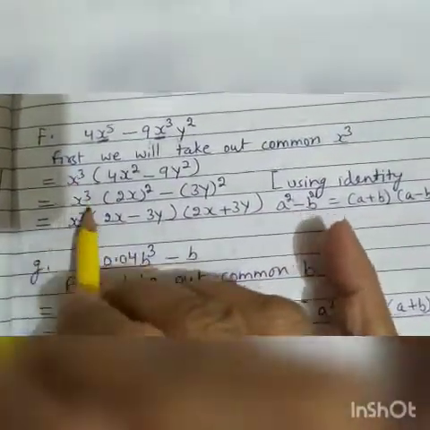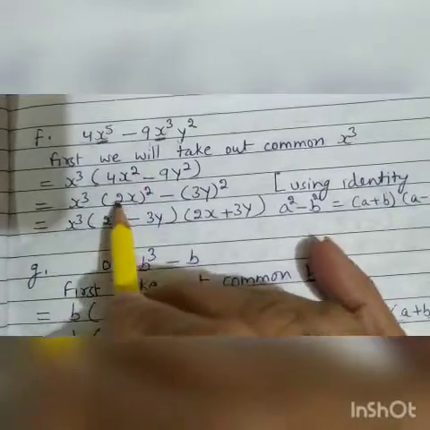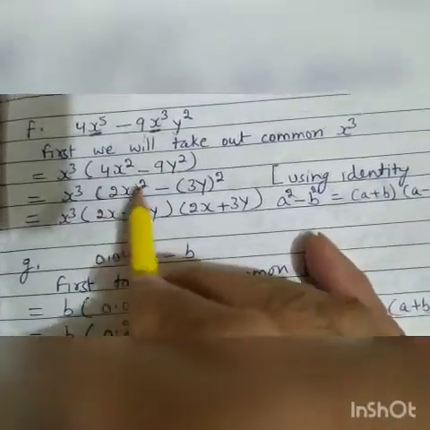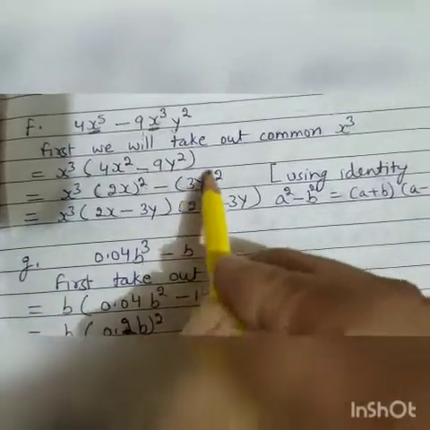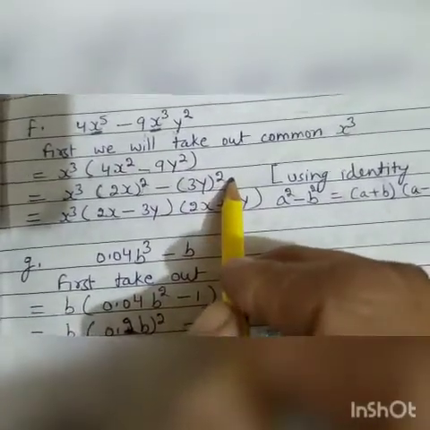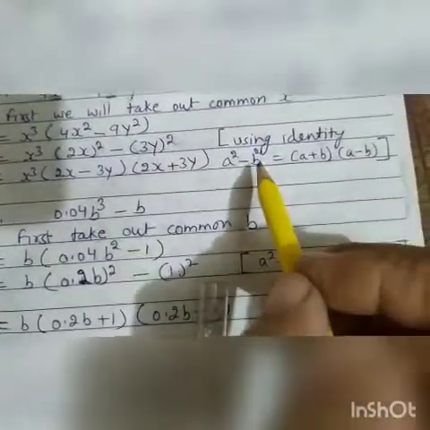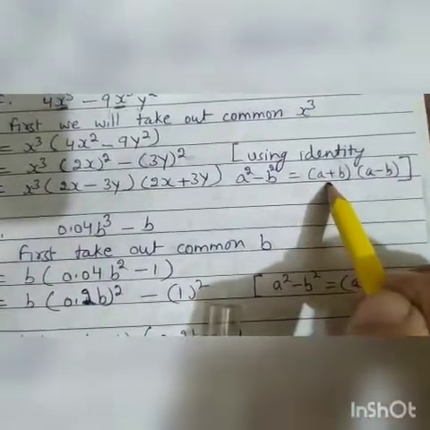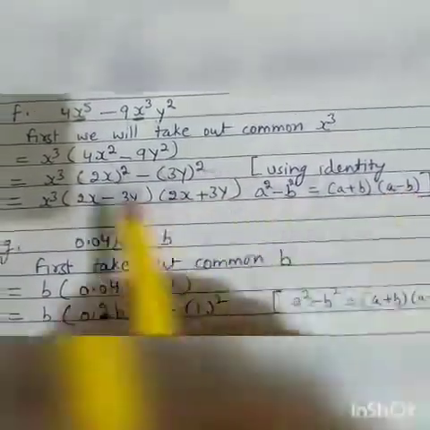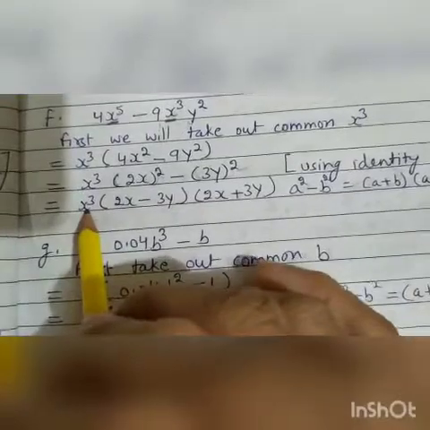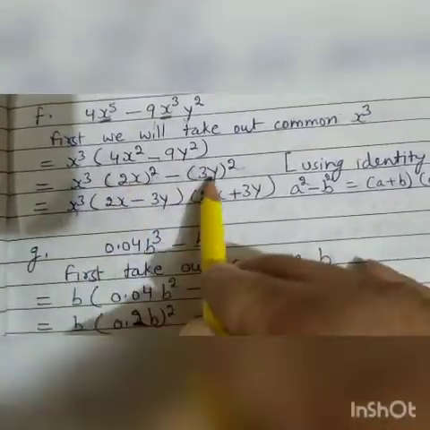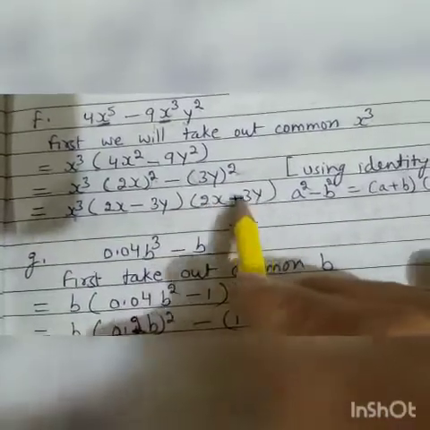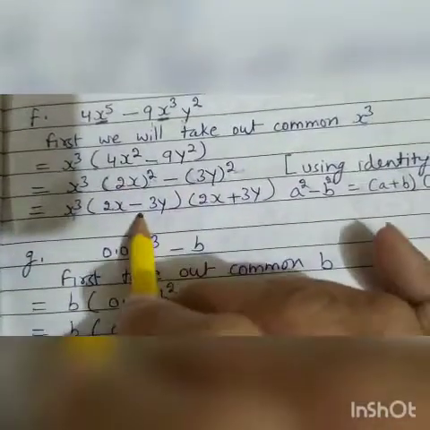Now x power 3, this 4x square is the square of 2x, so 2x whole square, minus 9y square is the square of 3y, so 3y whole square. Now we will use this identity: a square minus b square is equal to a plus b, a minus b. This x power 3 will be written as it is. This will become a, this is b. So a plus b is 2x plus 3y, and a minus b is 2x minus 3y.